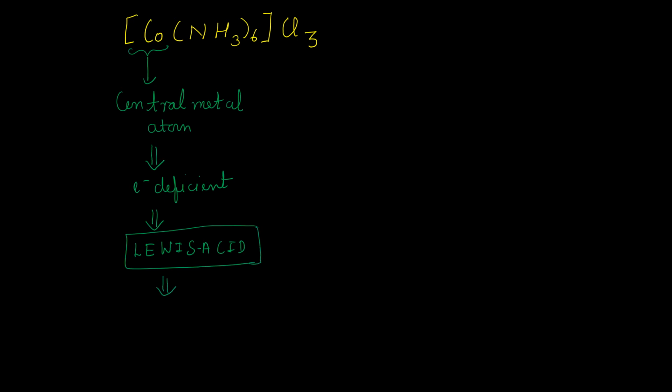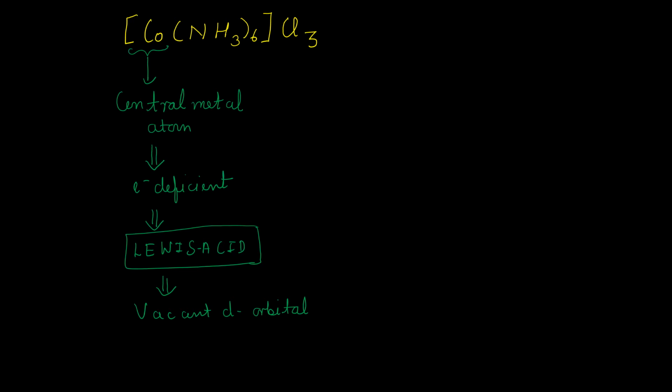One more property because of which it acts as a Lewis acid is that it has vacant d orbitals. And it is this vacant d orbital which accommodates the lone pair given by the ligands, either in atomic state or in hybrid form, mostly in hybrid form.